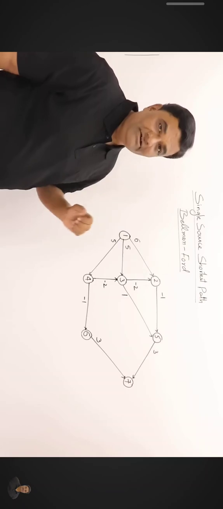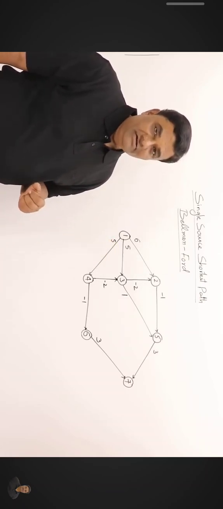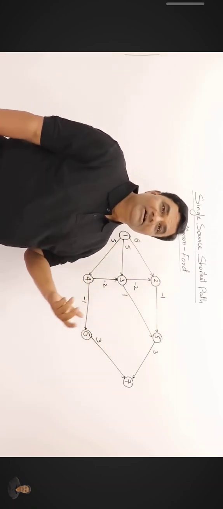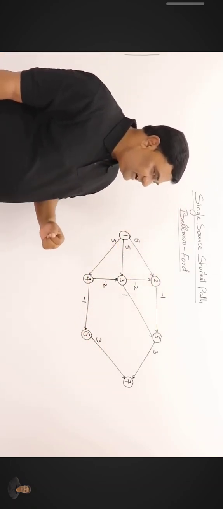So that algorithm is Bellman-Ford, and it follows dynamic programming strategy. So dynamic programming strategy says that you try out all possible solutions and pick up the best solution. So here we want to try out all possible solutions and pick up the best solution. How we will try all of them? So this algorithm says that you go on relaxing all edges.